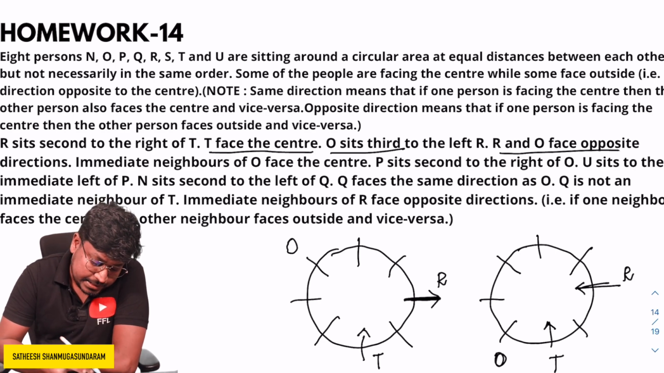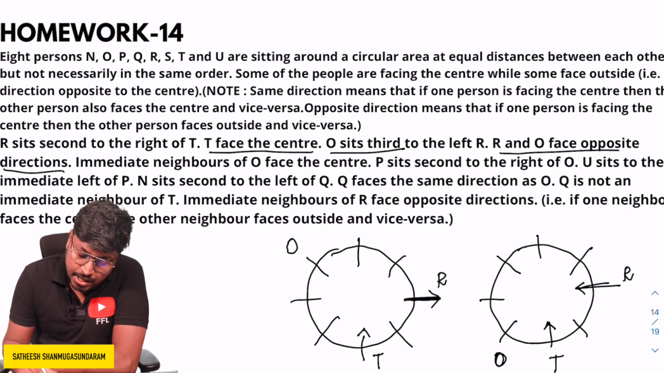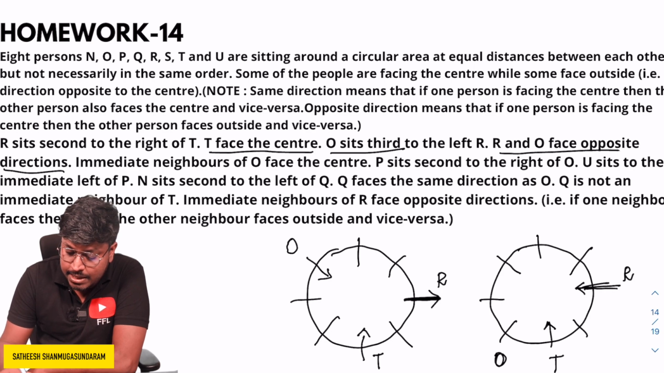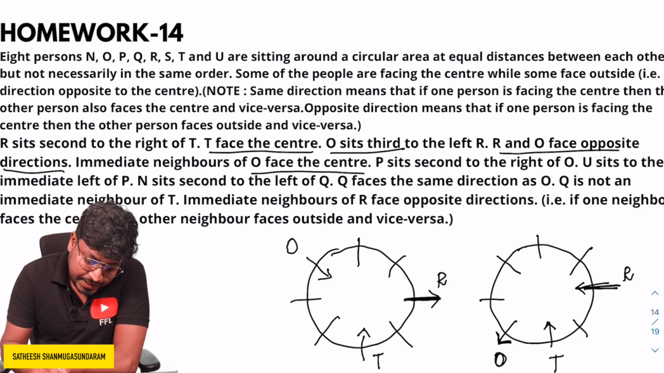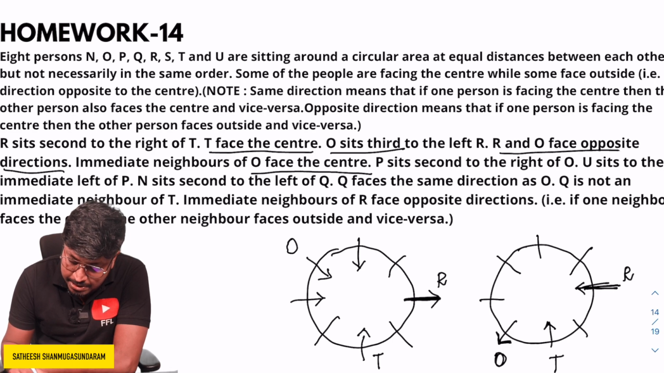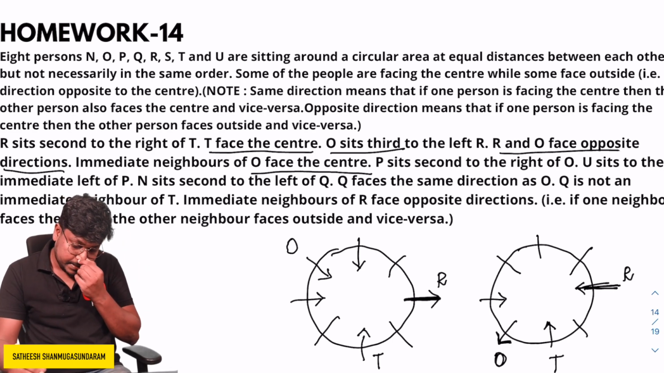R and O face the opposite direction. So here R is facing outside, so in this diagram R will be facing inside. In this possible diagram O will be facing outside. The immediate neighbors of O face the center, so these two persons will be facing the center.